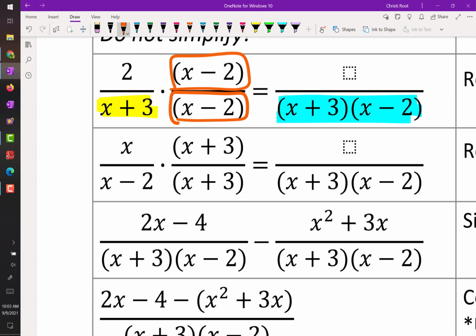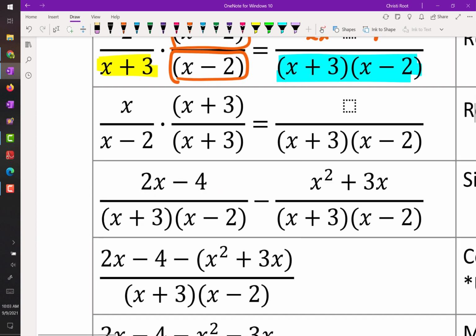If you want to go ahead and multiply the 2 times the x and the 2 times the negative 2, you can. I would actually go ahead and suggest that. So let's write that in. So we're going to distribute 2. So 2 times x, and then we're going to do minus 4. Now, if you notice, a couple of lines lower, I put the 2x minus 4 right here. Okay, now we're going to do the second one.